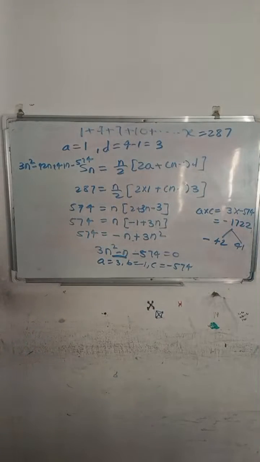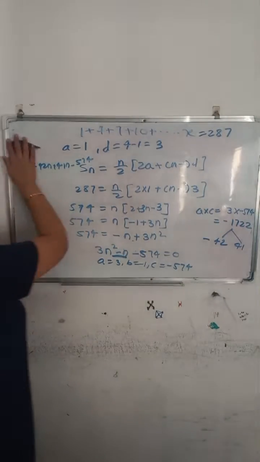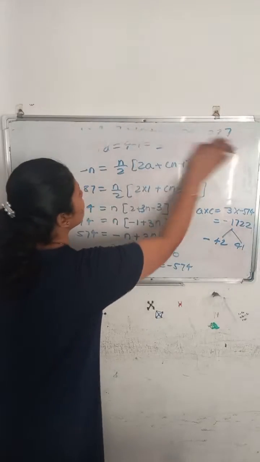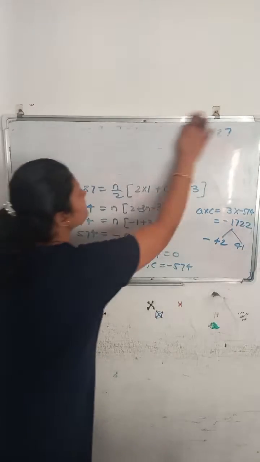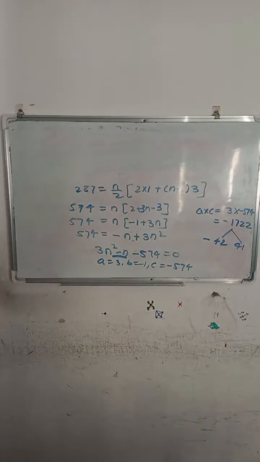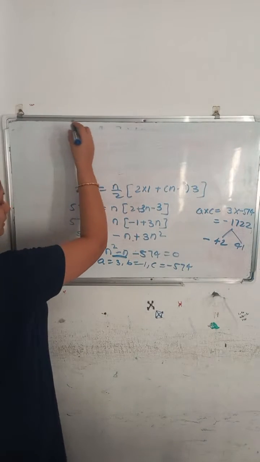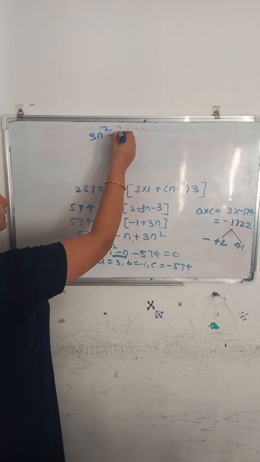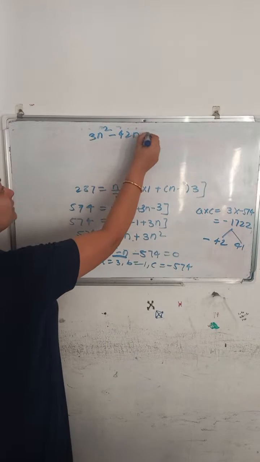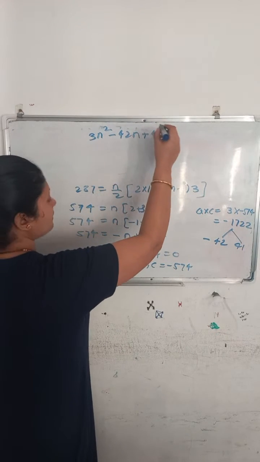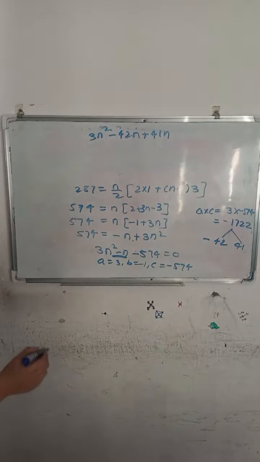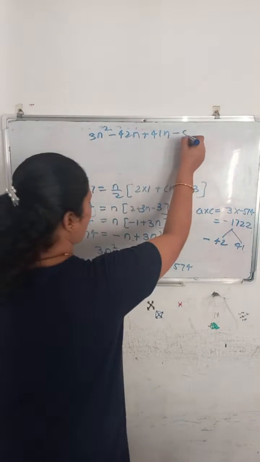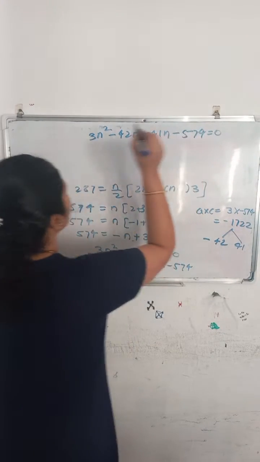I hope everyone has copied the above part, then I will erase that and I will try to write the answer over here. I will continue here. That is 3n square minus 42n plus 41n minus 574 is equal to 0.